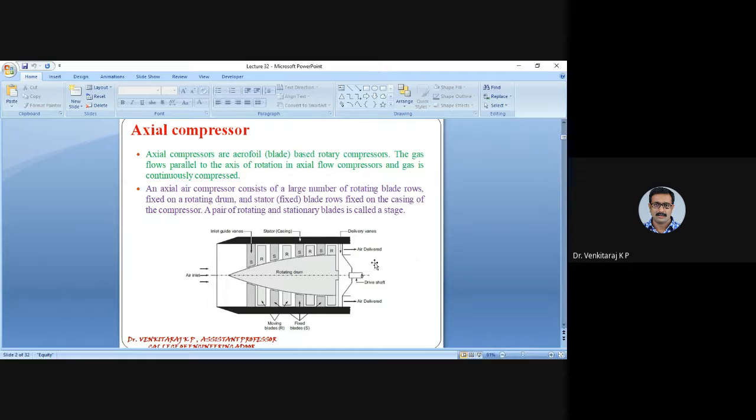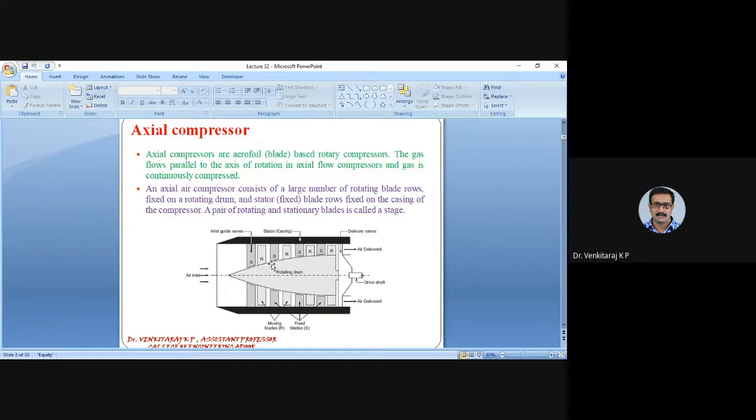So this is the exit section, and from this it gets delivered to the required point. So this is how an axial compressor compresses the air. The incoming air is guided by the stator to the rotor, and as it passes through the stator blades, a part of the pressurization takes place, and the remaining part of the compression is completed in the rotor blade.